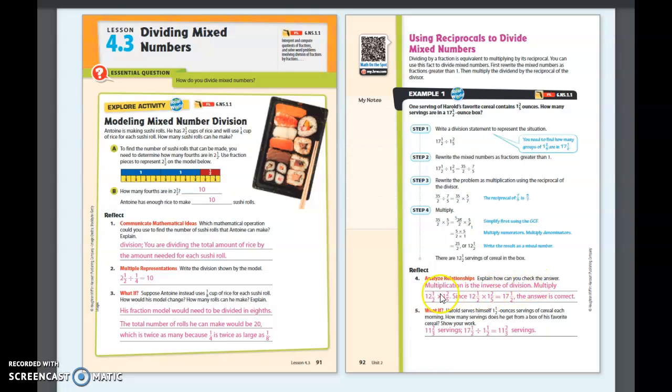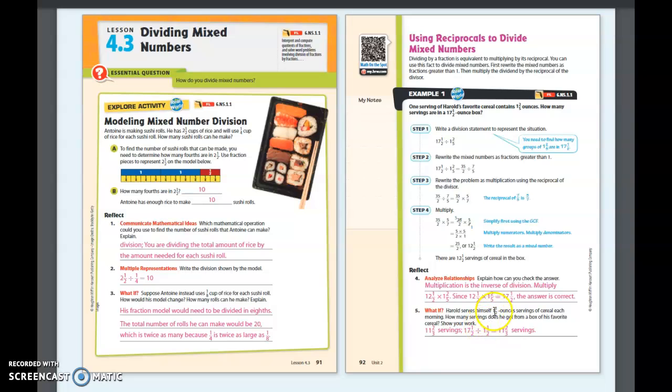Explain how you can check the answer. Well, multiplication is the inverse of division. So if I multiply 12.5 times 1 2/5, then the answer that I would get would be 17.5. And that's how I know the answer is correct.